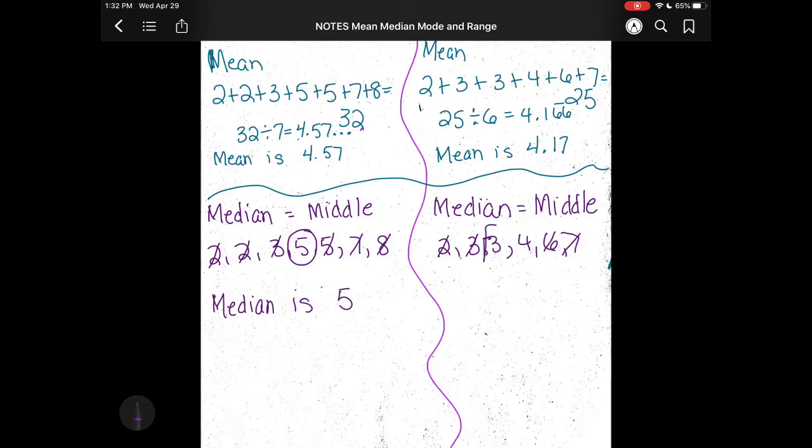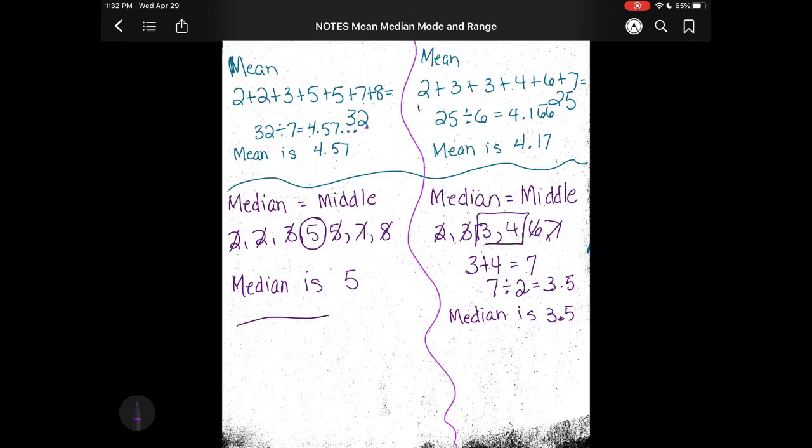Okay, on our next one, we're taking off the 2 and the 7, the 3 and the 6, and we've come to 2 numbers in the middle. So we say 3 plus 4 equals 7. 7 divided by 2 equals 3.5. So our median is 3.5. And that is how you find median.